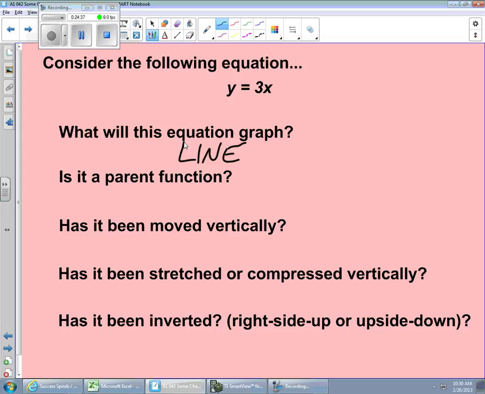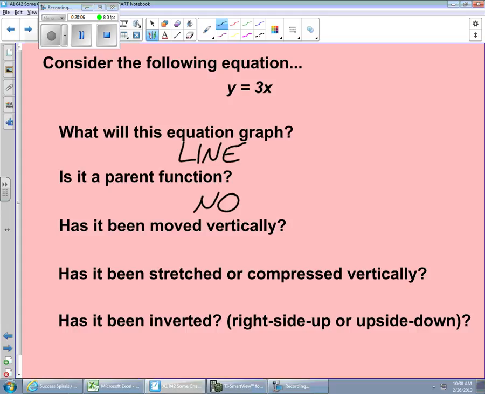Yeah, the equation hasn't been messed with in any way. Nothing has been changed to the graph itself. It's not stretched, it's not flattened, it's not upside down, it's not moved up, it's not moved down, anything like that. Is this a parent function? Okay. Why is it not a parent function? The number in front of x needs to be a positive 1, and it's not.